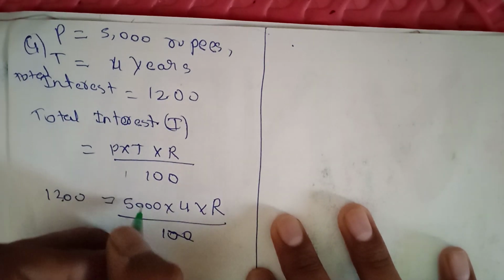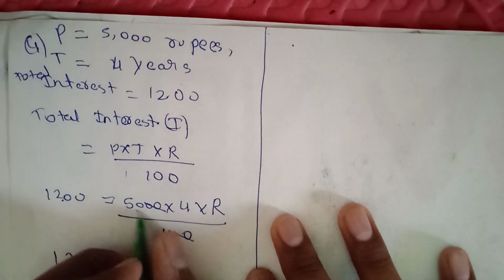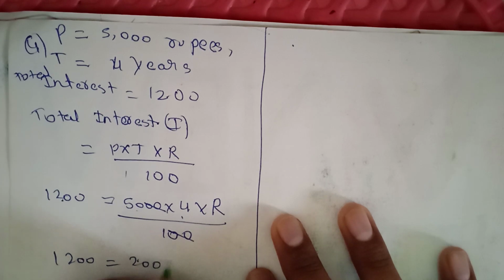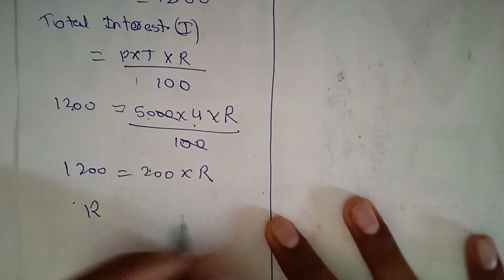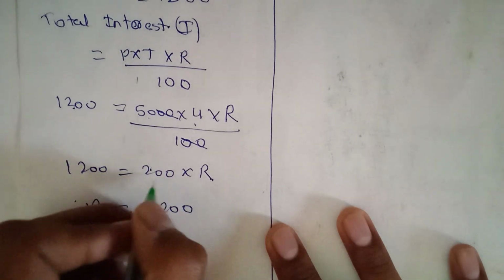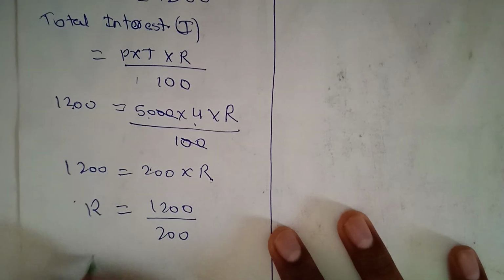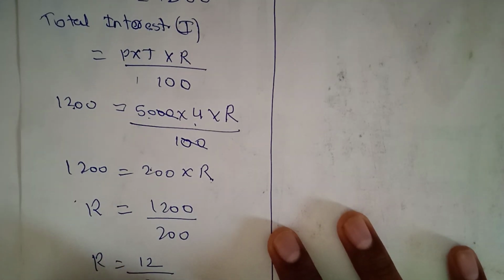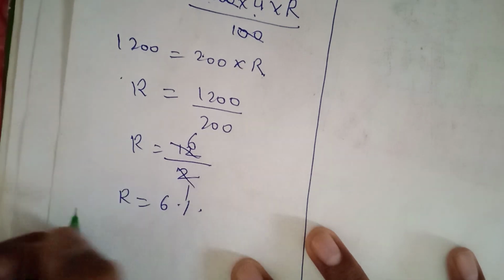Now 2 zeros get cancelled. So we are left with 1200 is equal to 5 4s are 20, so 200 into R. When we move R to this side, it becomes 1200 upon 200, because here it's multiplication, on the other side it becomes division. So R is equal to 12 upon 2. So 2 6s are 12. So R is equal to 6%.